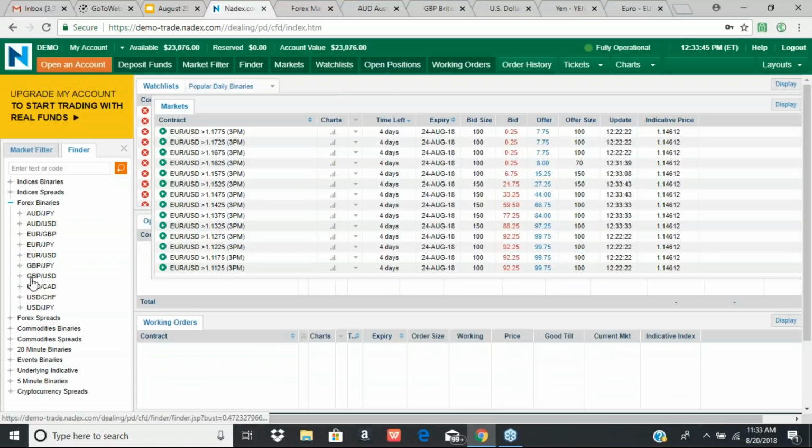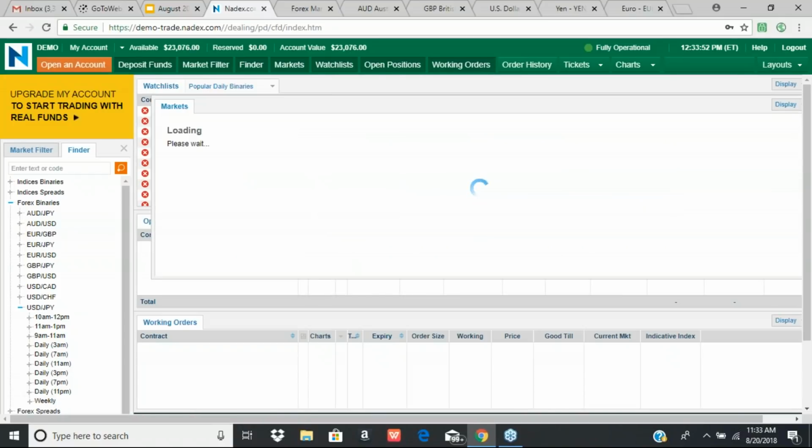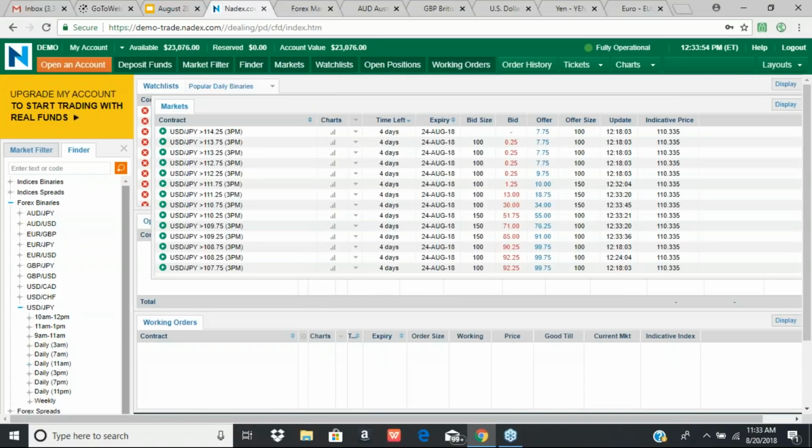So I'll close down the euro and then go down on the left here to the US dollar JPY and click down on the weekly, just as we did for the other example. And here we go. We have the US dollar JPY options. You can see it has 4 days left till expiration. You have your pricing. This is all current in the market, what's going on in the market right now.